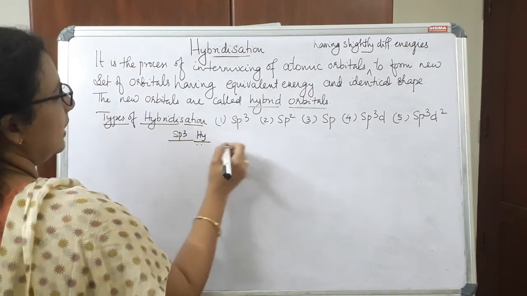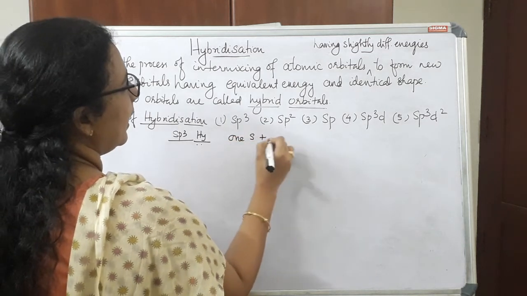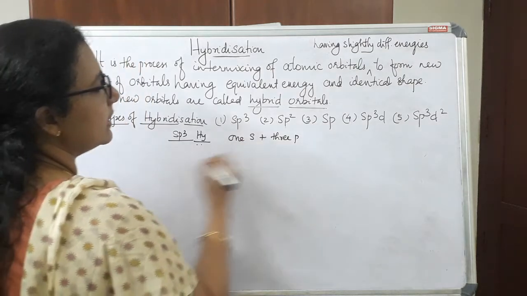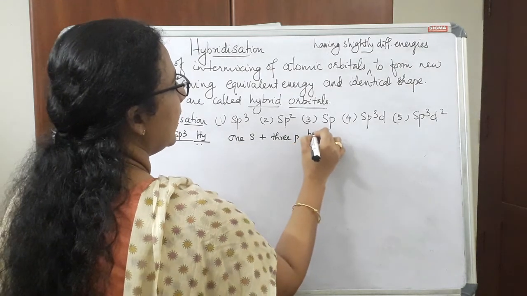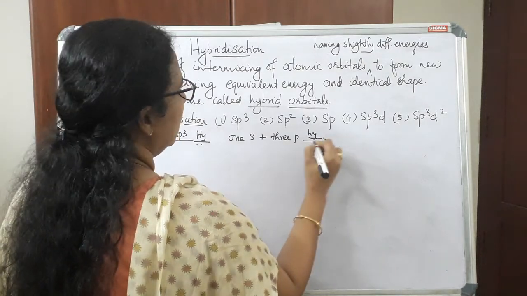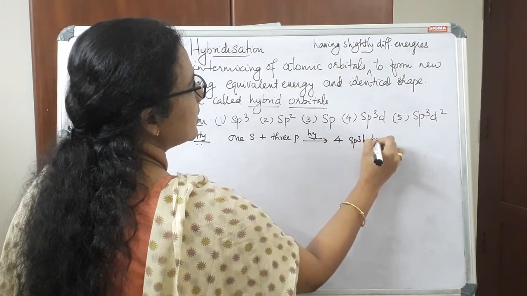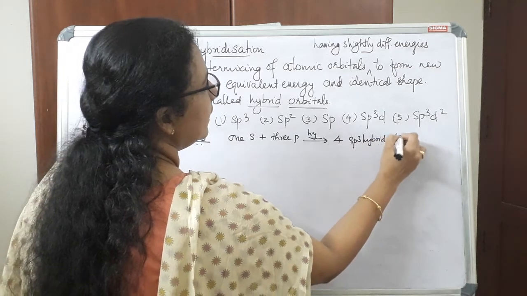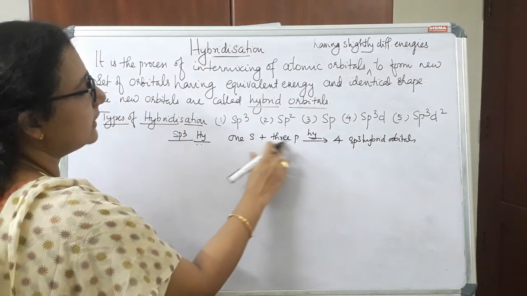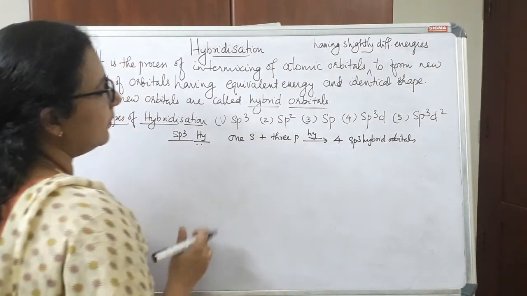hybridization of one s orbital and 3 p orbitals. One s orbital and 3 p orbitals hybridize together, or mix together, forming 4 sp3 hybrid orbitals. So in sp3 hybridization, 1 s orbital and 3 p orbitals together form 4 new orbitals.